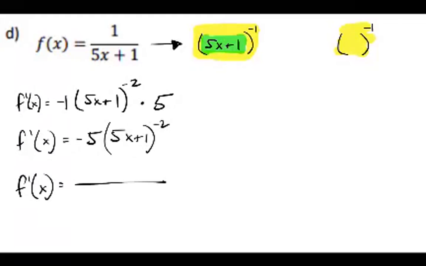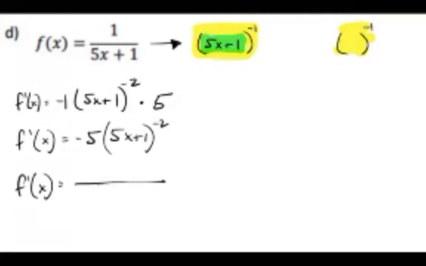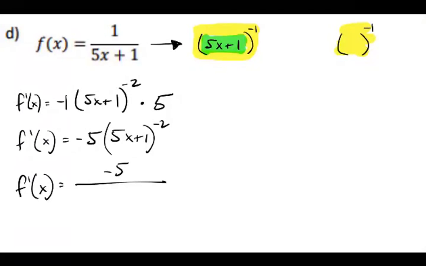So where does the -5 go? On top or on bottom? It stays on top because that one doesn't have an exponent of -2. That one's just plain -5. The bottom here, though, is squared.